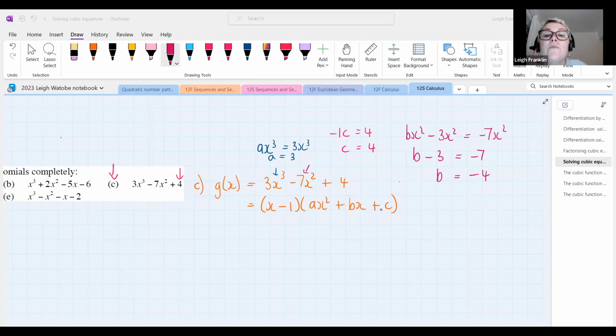Oh, yes, you're quite right. Sorry, c is equal to -4. Thanks, Penga. That would have been a little bit confusing, wouldn't it? Sorry, it's dividing by -1 on both sides. Well done, Penga, for picking that up. Okay, so we've got x minus 1 times 3x squared minus 4x minus 4.